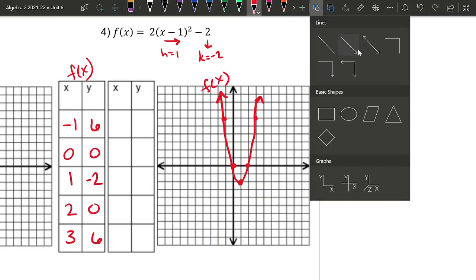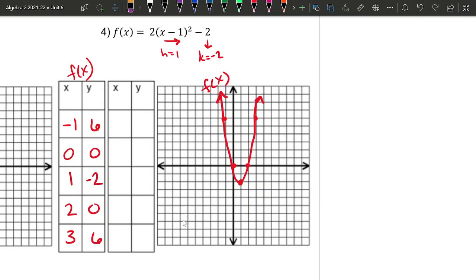I'm going to put the line of reflection. All right, so that's the line of reflection, which is the line y equals x.